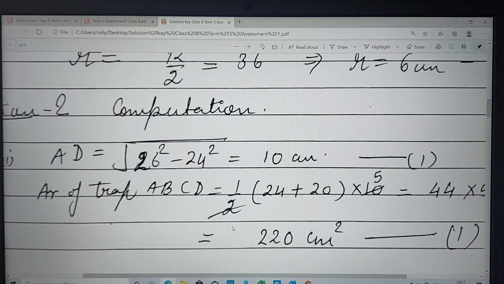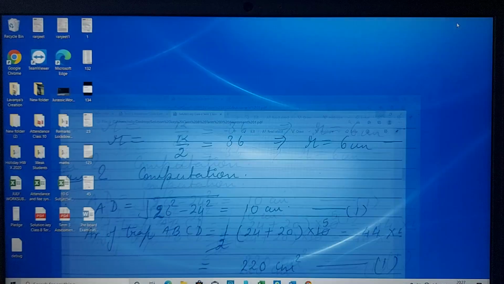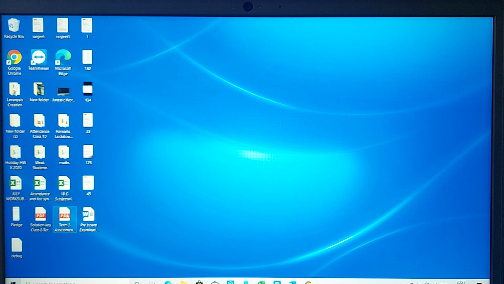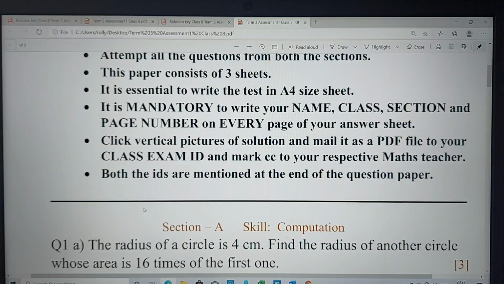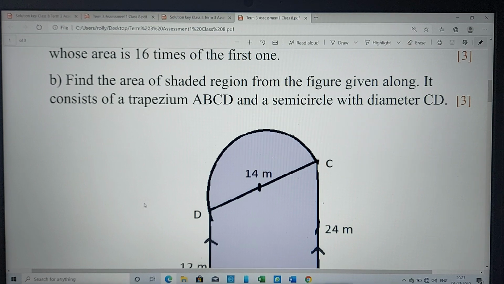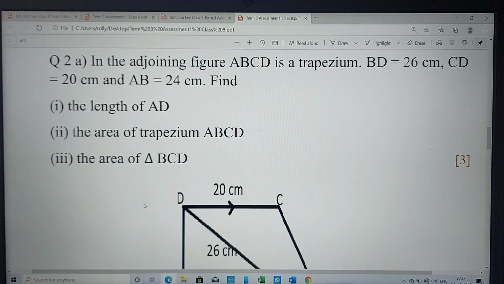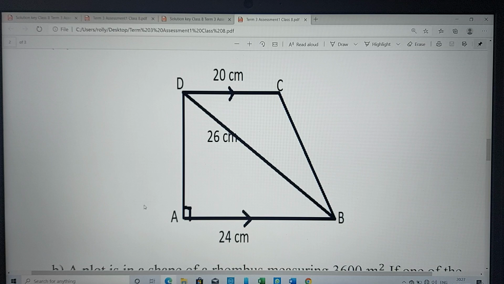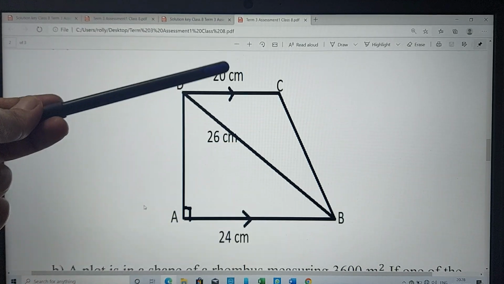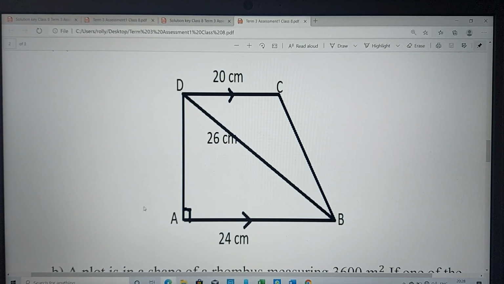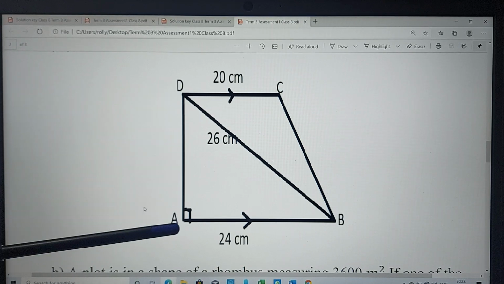Now area of trapezium ABCD, as the formula says, 1 upon 2 sum of parallel sides into distance between them. Are you getting it? We have to see what are the parallel lines. CD and AB are parallel lines. So 1 upon 2 sum of parallel lines, that means CD plus AB, 20 plus 24, into distance between them. Distance between them is AD.